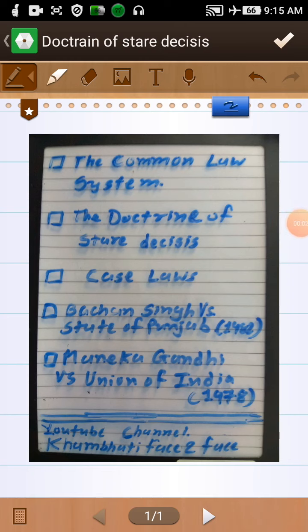Topic: Doctrine of stare decisis. Before understanding the doctrine of stare decisis, we must understand the common law system.